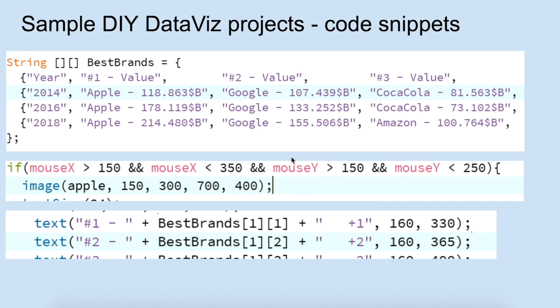Here are some snippets of code, the Processing code actually underlying the interactive infographic you saw in the previous slide. Let's look at some of the basic programming concepts that made it into this program. First of all, there's a two-dimensional array of strings. That's fairly advanced for our intro class. That's about as far as we get.